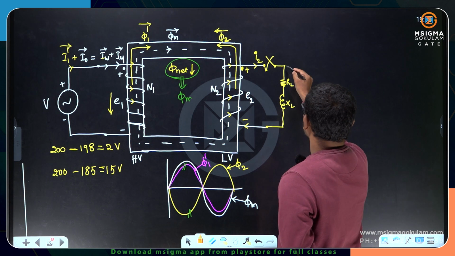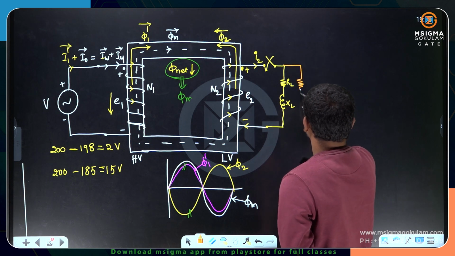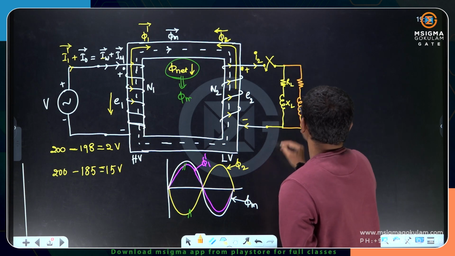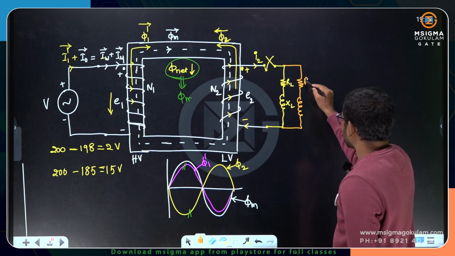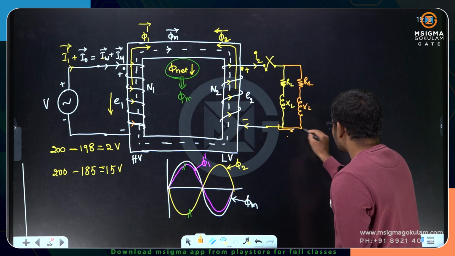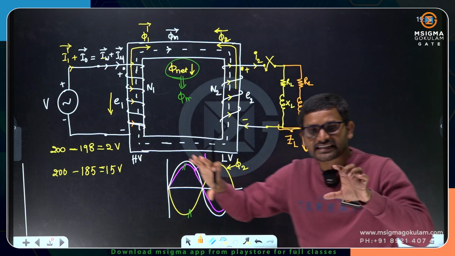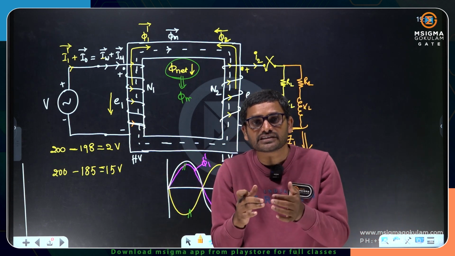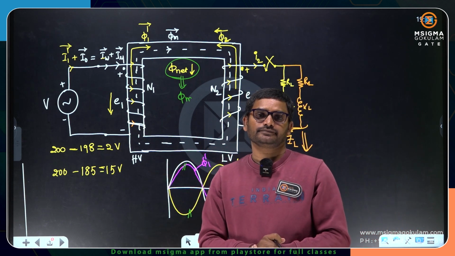I am connecting one more load here. One more lagging load. If I connect one more lagging load RL and XL, what is going to happen? The equivalent impedance of the load will decrease now, because I am connecting one more load in parallel. The equivalent impedance will be less than the lesser value.